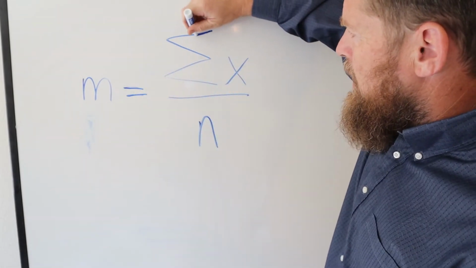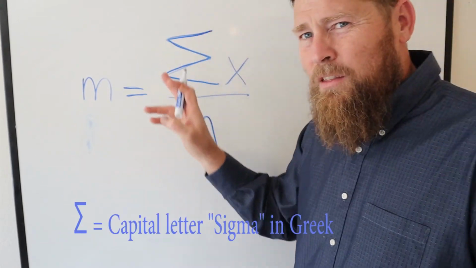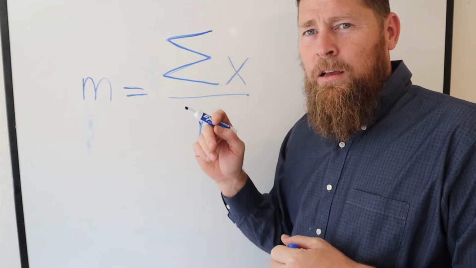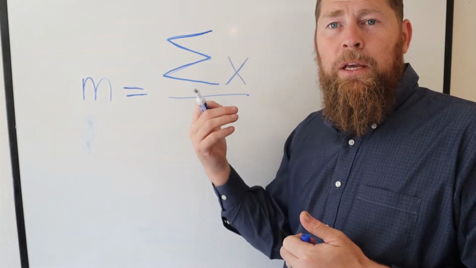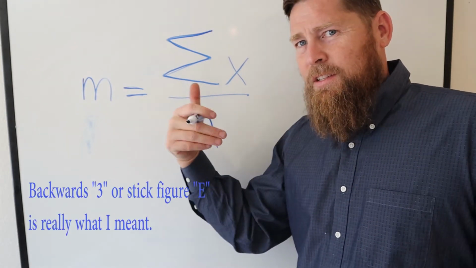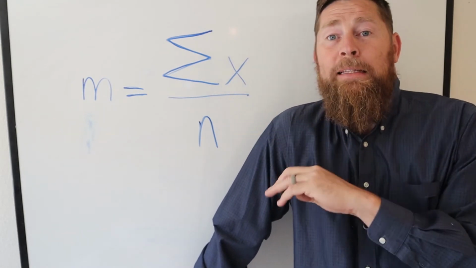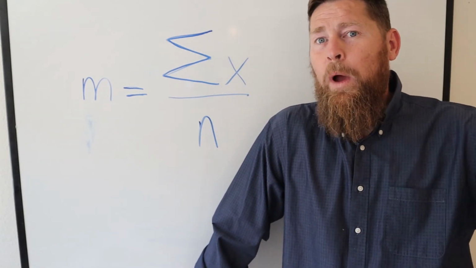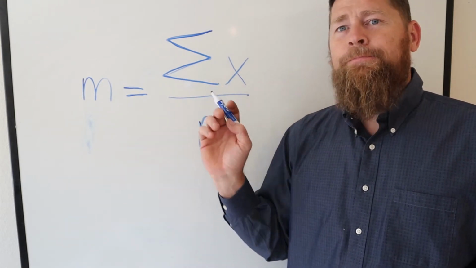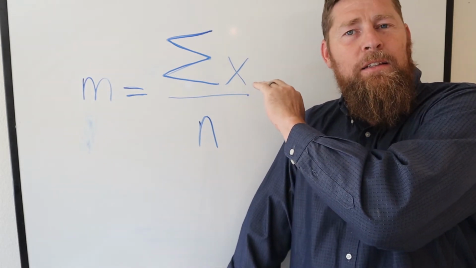This is called sigma. It looks like a sort of stick figure 3 or like a backwards E. It's a Greek letter, sigma. Well, this is the capital version of sigma in the Greek alphabet. Capital sigma means add up, right? It's telling you to add up. And you say, well, what do you want me to add up? Add up X.